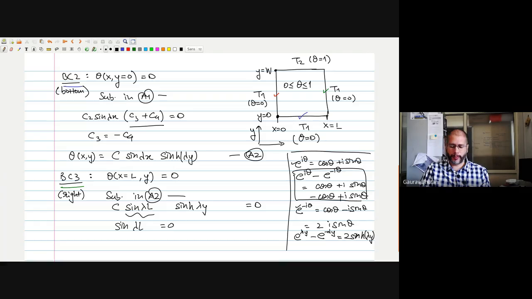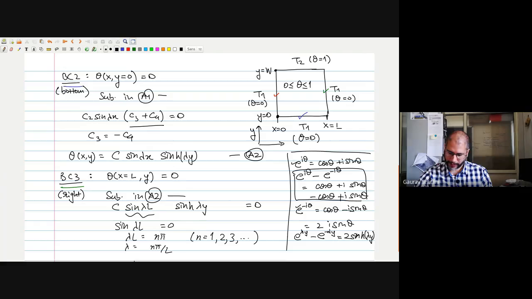And remember that this is satisfied for lambda L equal to n pi, where n starts from 0, but we won't take that to be 0, because if n is 0, then theta becomes 0 for all values of x and y. So n is 1, 2, 3, and so on. This means my lambda is n pi by L. Boundary condition 3 gives us the value of lambda. So one more constant done.